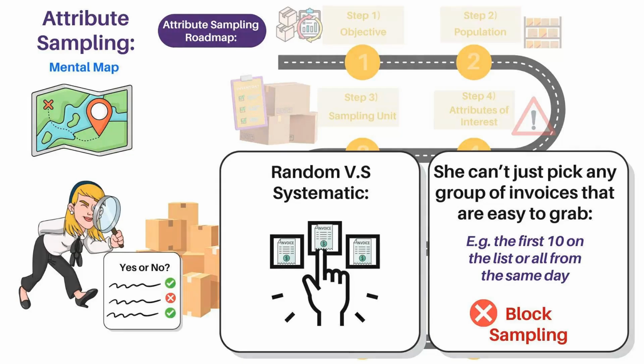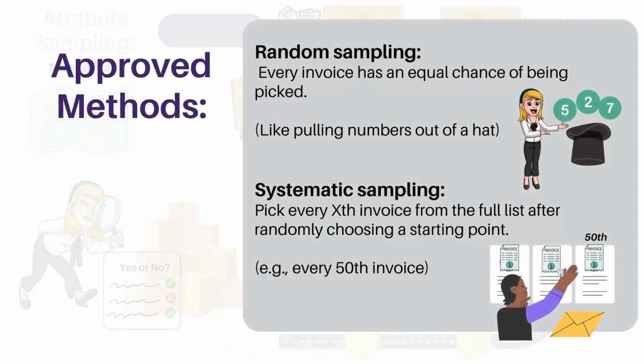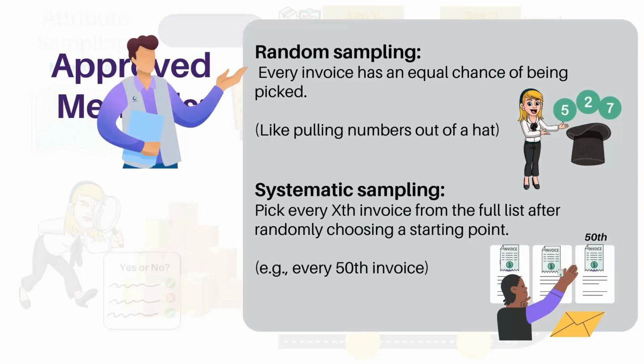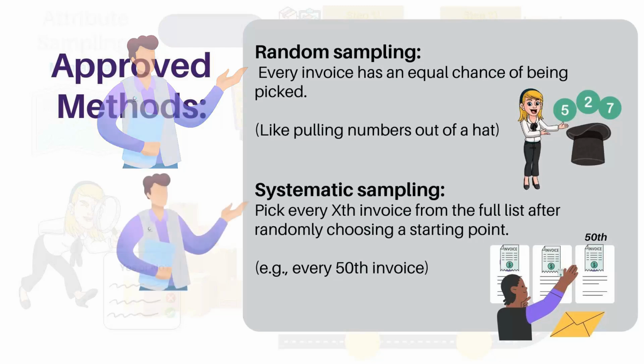So how should Lucy choose? She needs to pick her invoices using one of these approved methods: random sampling and systematic sampling. Random sampling is when every invoice has an equal chance of being picked. We're just randomly selecting the invoices, like pulling numbers out of a hat. Whereas systematic sampling is picking every Xth invoice from the full list, such as every 50th invoice, after randomly choosing a starting point.